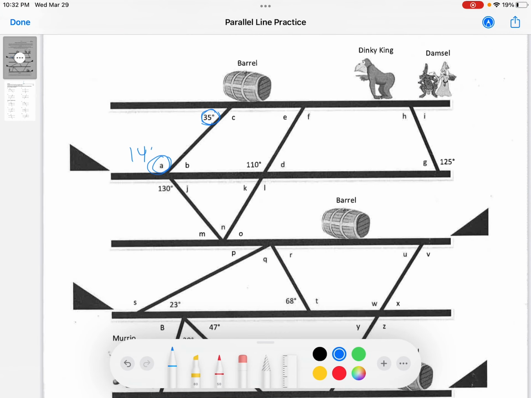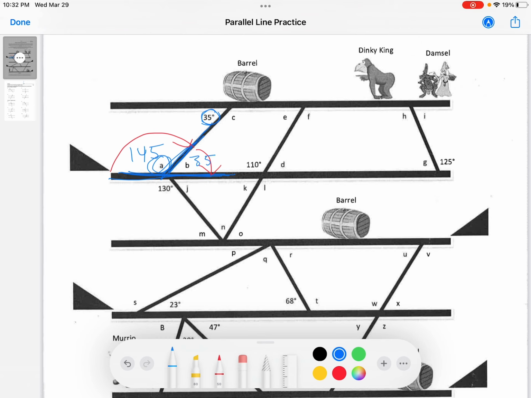That's 145. Okay, now right here, what do I have going on with these? I've got these angles right here, 145 and this angle form a 180. So that means that this one right here has to be 35.